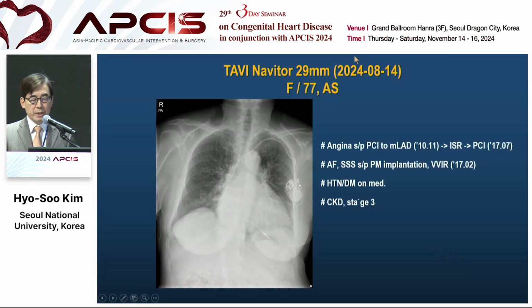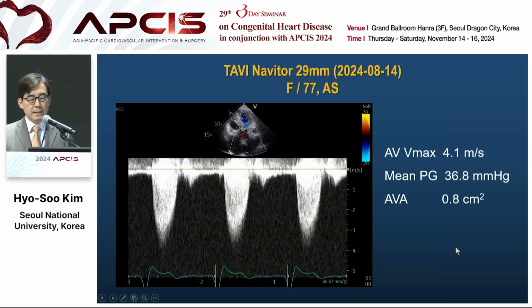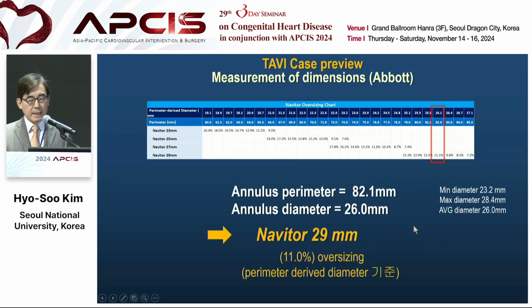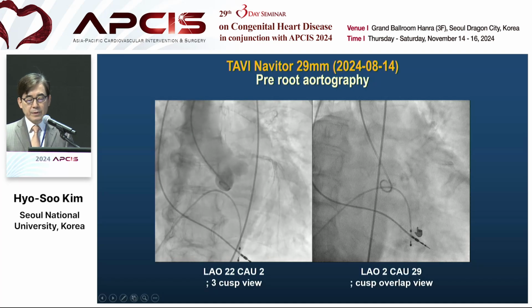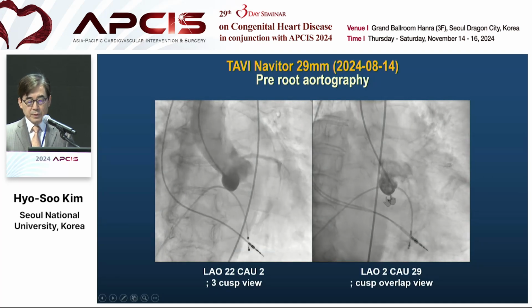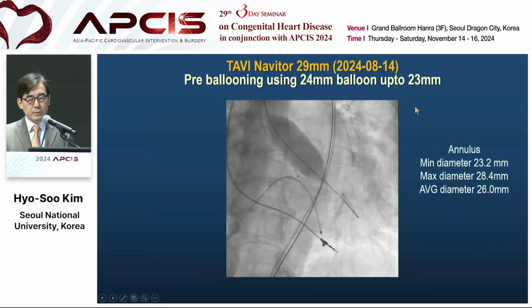Let me show you one case of Navitor. Multiple comorbidities. Pacemaker is implanted, and annular diameter is 26. That's Navitor 29 with 11% oversize. That is optimal size. Cusp of left, 3 cusp view. Cusp of left view is a base view. Balloon up to 23 millimeter, the shortest diameter.